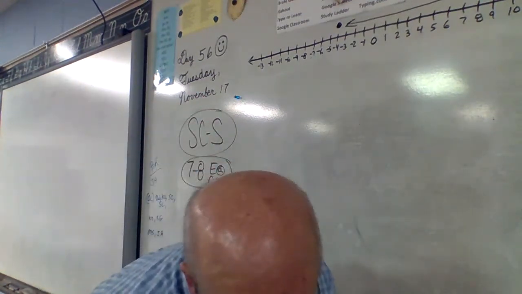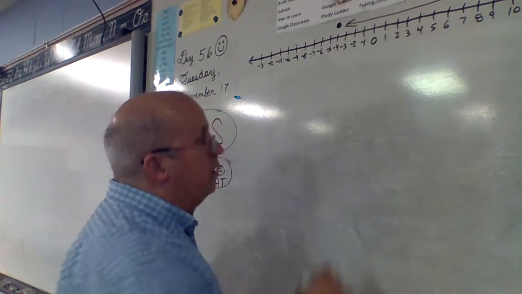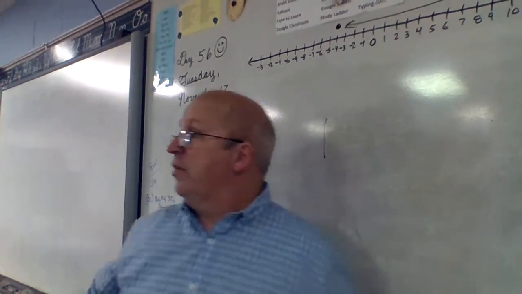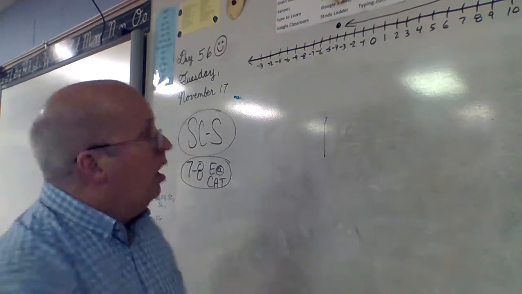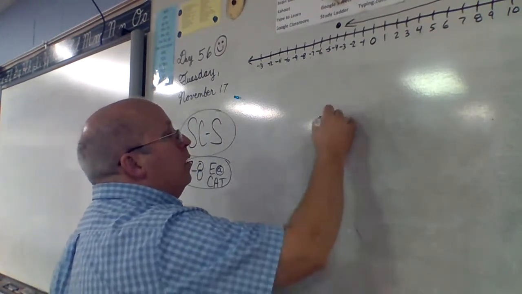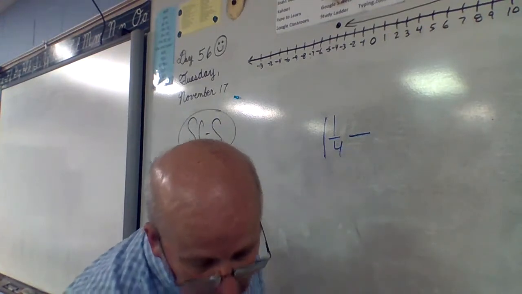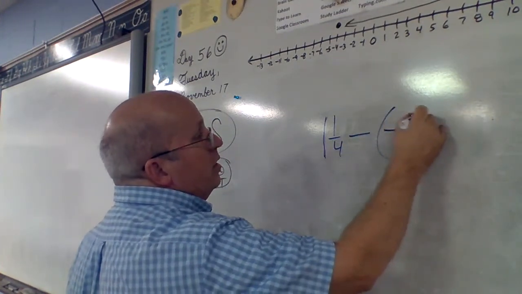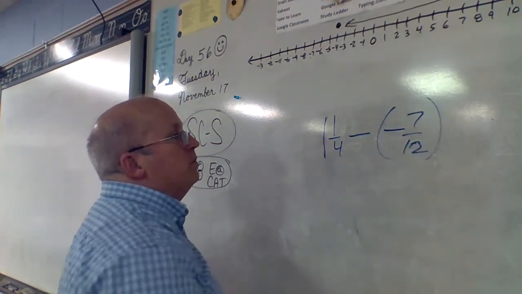How about something like number 7? How about 1 and 1? And my pen's dead. Let's try something else. How about 1 and 1/4 minus, how about something like a minusing of negative 7/12? How would I do that one?